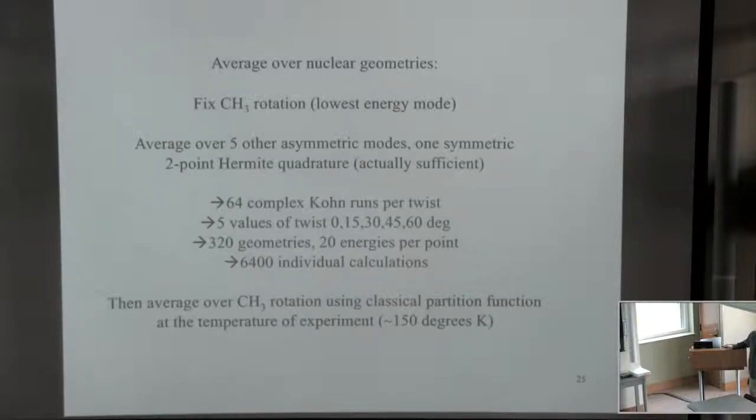So in other words, I'm doing a product grid, 2 points in each normal mode. That gives 64 complex Kohn runs per twist, 5 values of the twist, so it's 320 geometries, 20 energies per point, that's 6,400 individual calculations.